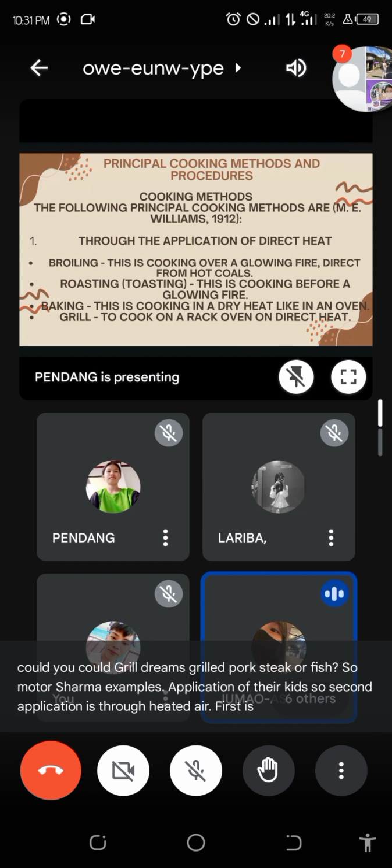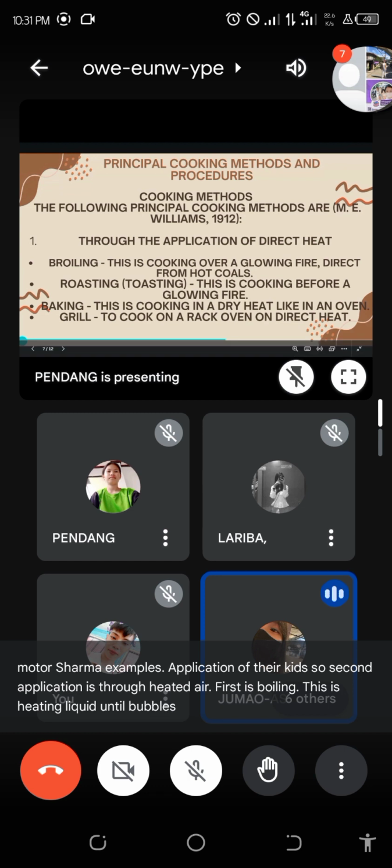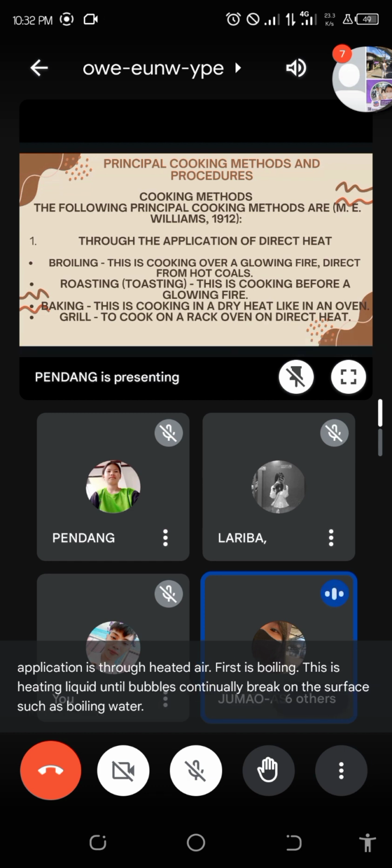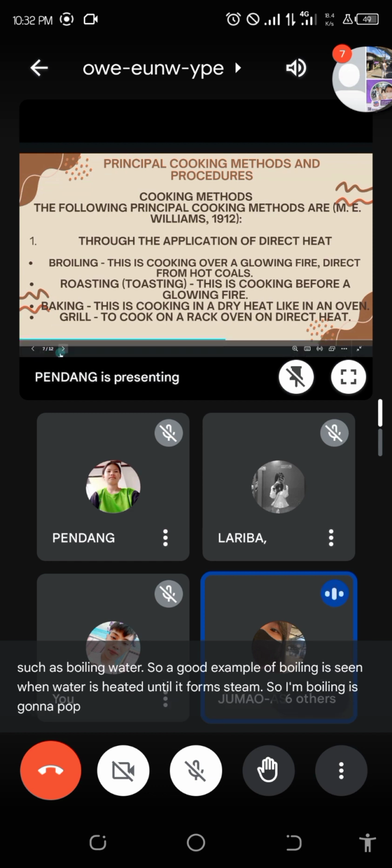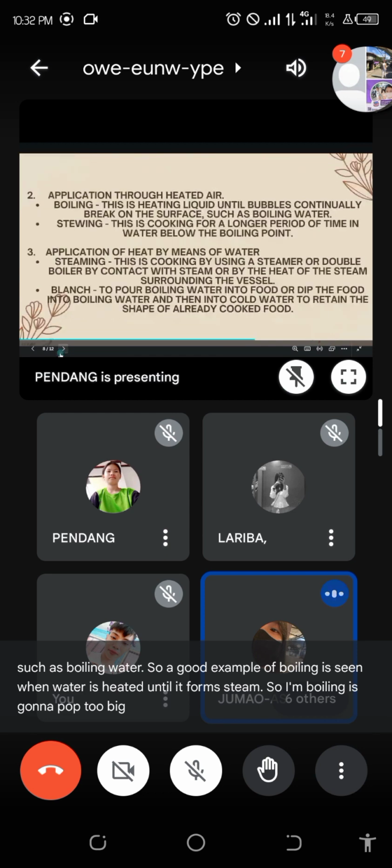First is boiling. This is heating liquid until bubbles continually break on the surface, such as boiling water. So a good example of boiling is seen when water is heated until it forms steam. So ang boiling is kanang magpabukal og tubig or kanang mga sabaw.